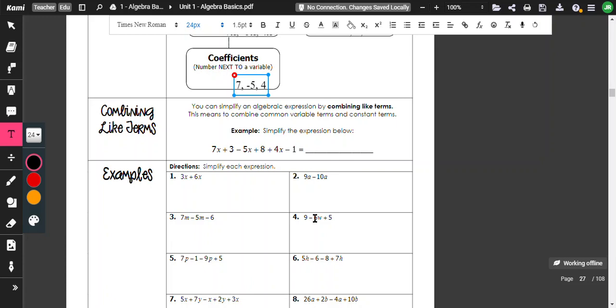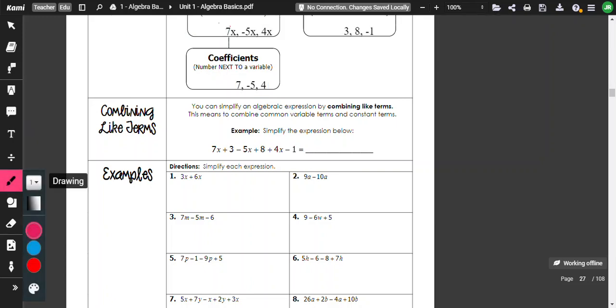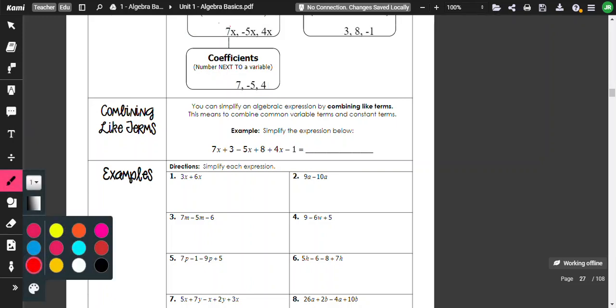So my first question is, how many x's do we have? Well, right here we have 7 of them. Then we subtracted 5 of them. And then we added 4 x's. Well, 7x minus 5x is 2x. And 2x plus 4x is 6x. So all together we have 6 x's.